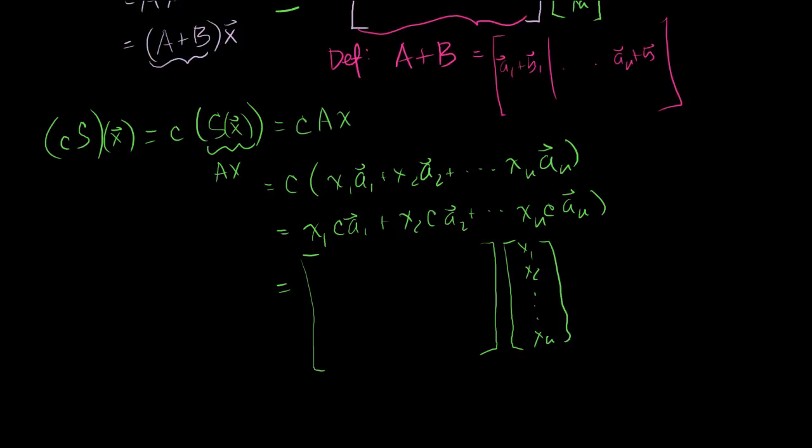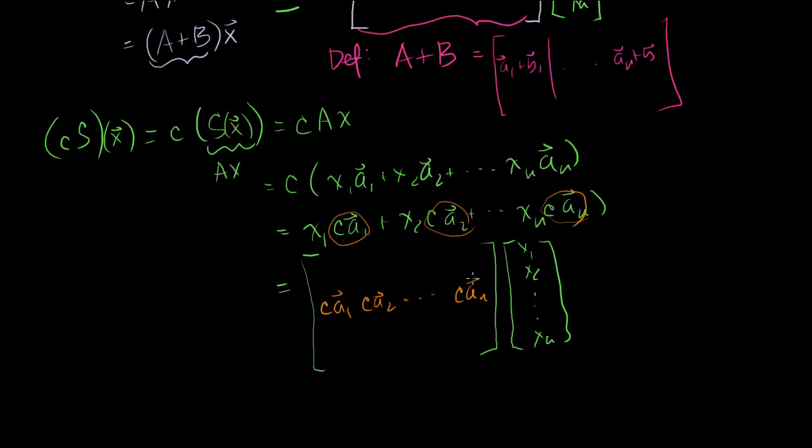And what is that new matrix? What are the columns of the new matrix? Well, the columns are now that, all the way to that. So the columns of this new matrix are c a1, c a2, all the way to c an.